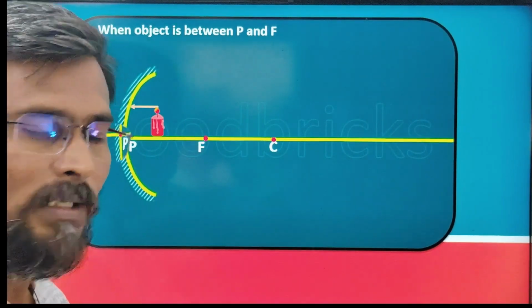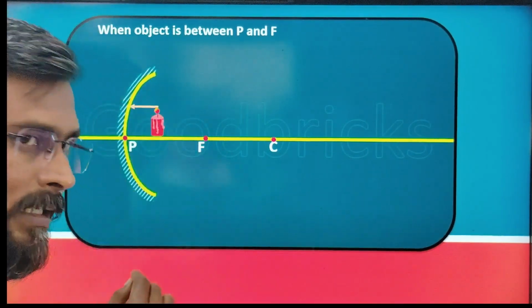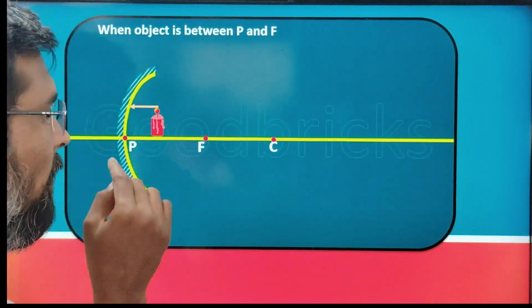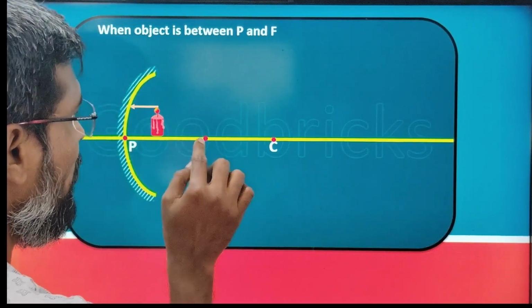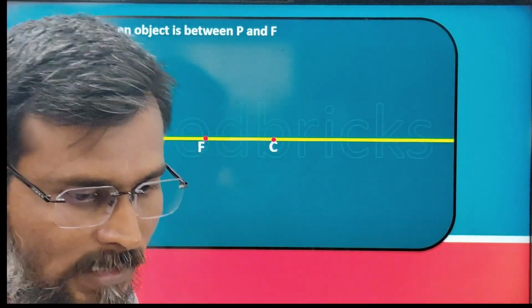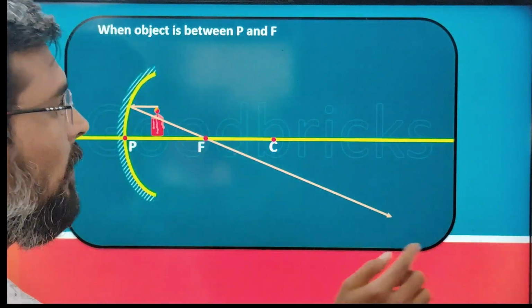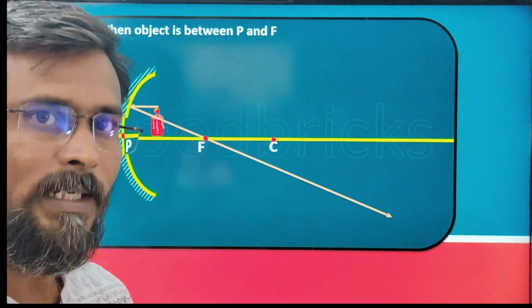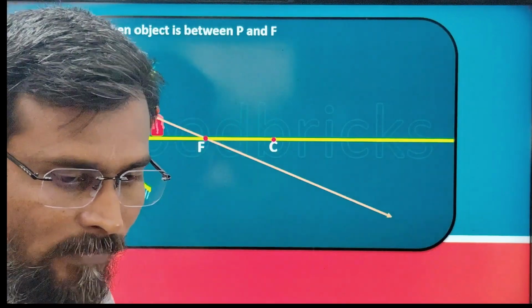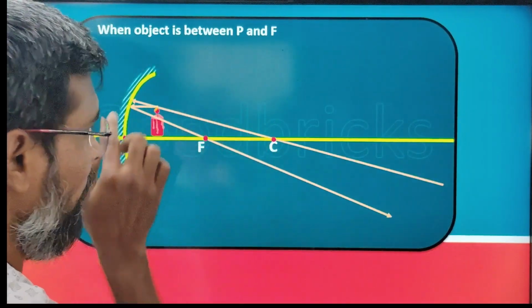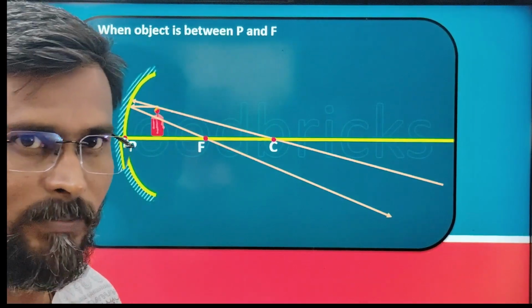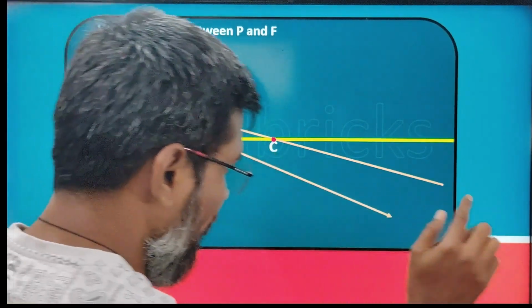Just now we have discussed this incident ray which is parallel to the principal axis bounces back and passes through this focal point. So its reflected ray passes through the focal point. Let us take one more incident ray which passes through the center of curvature. How does it bounce back? It bounces back in the same direction.